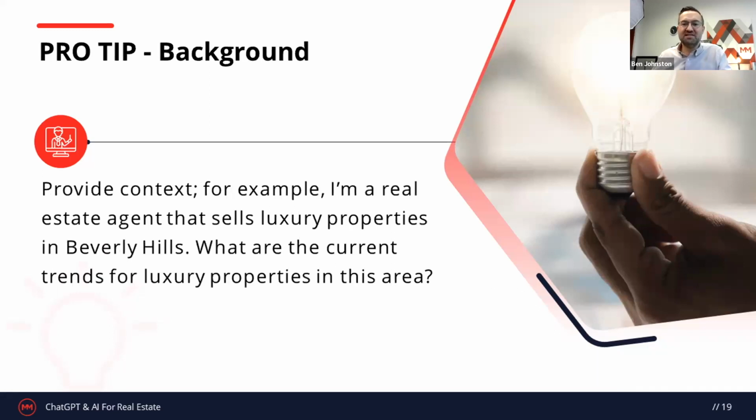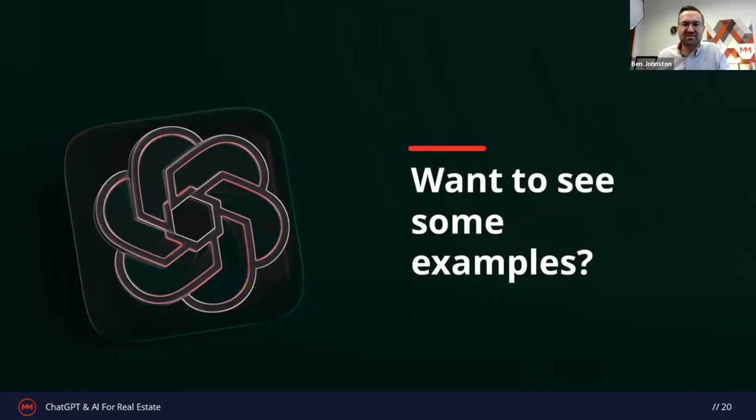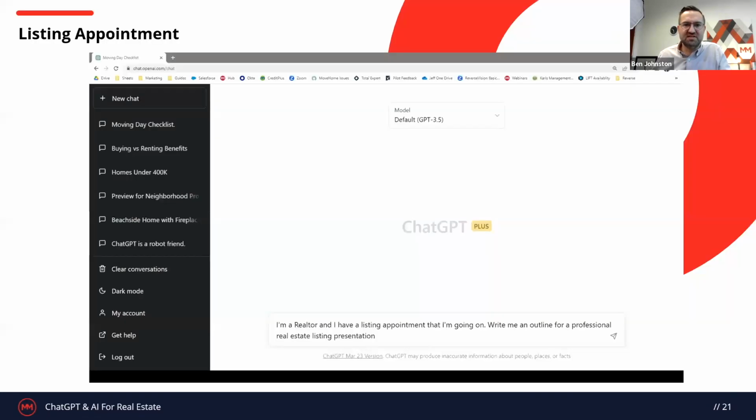So providing context is also important. So I'm a real estate agent that sells luxury properties in Beverly Hills. What are the current trends for luxury properties in this area? So you can ask it those questions. So we'll dive into a couple real examples in video here.